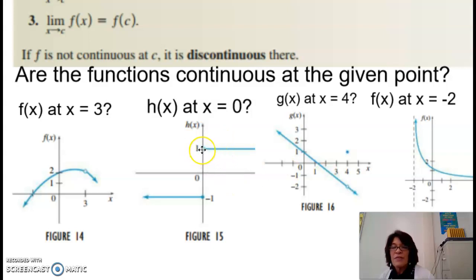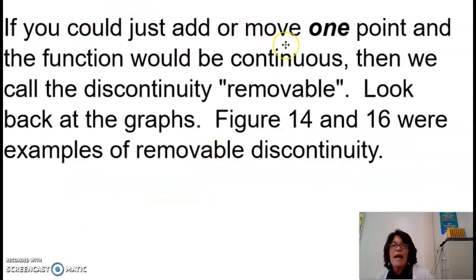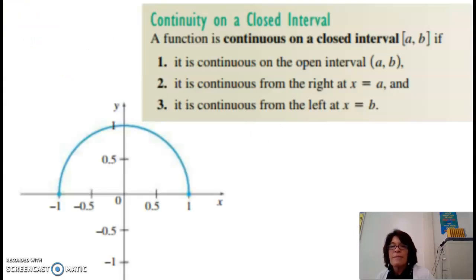This one, even if I fill this in, it's still not continuous. If I move 1 point, not a bunch of points, 1 point, nope. This is not removable discontinuity because I can't get rid of the discontinuity by just doing one thing. Here, I can't remove this discontinuity by just putting a negative 2 point because this is still just getting close to negative 2. Okay, so removable discontinuity is when you can just add or move 1 point and then the function would be continuous.